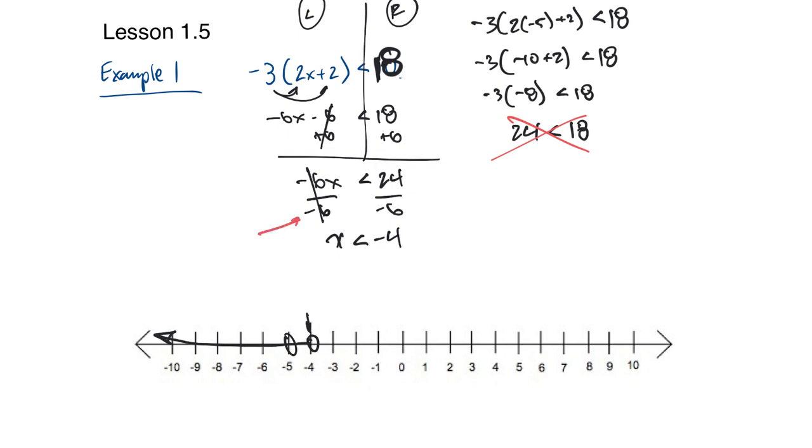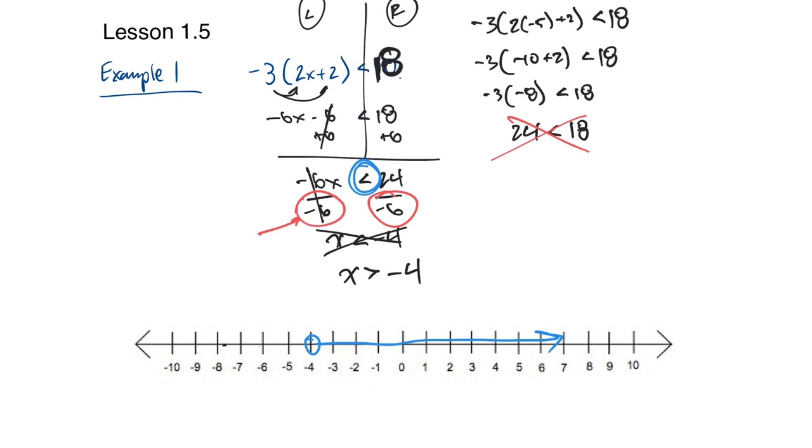Back here at this step, when you divide or multiply both sides by a negative number, the inequality switches directions. So this is no longer the answer. It's actually x is greater than negative 4. Okay, so I'm going to erase this. Let's use blue. We have negative 4, and we go greater than.